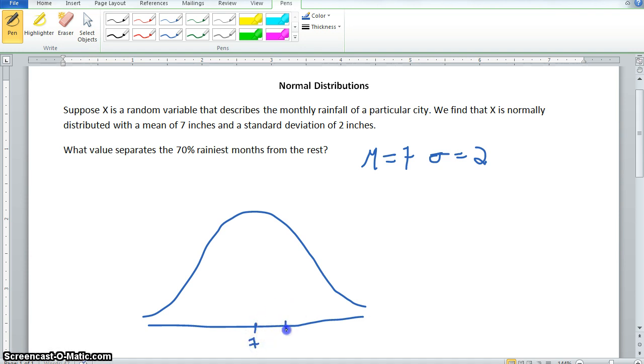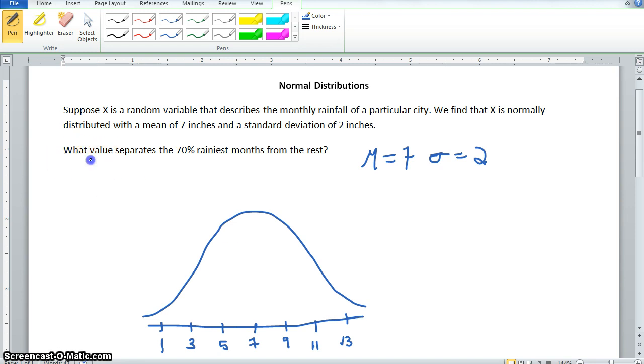Then up from that, 1 standard deviation up is about 9, 2 standard deviations up is 11, 3 standard deviations up is then 13, and then going in the negative direction, 1 standard deviation down is 5, 2 standard deviations down is 3, and 3 standard deviations down is simply 1. So now that we've drawn our distribution, let's look at what the question is asking.